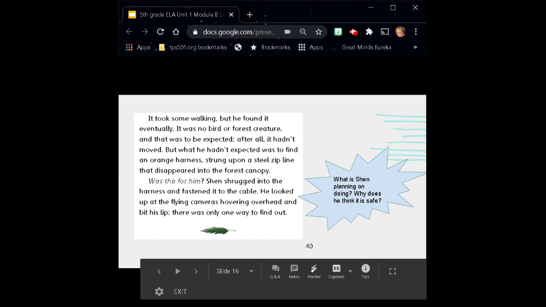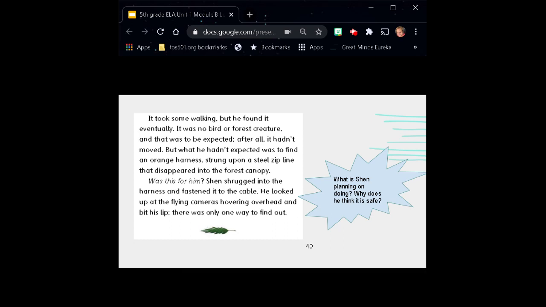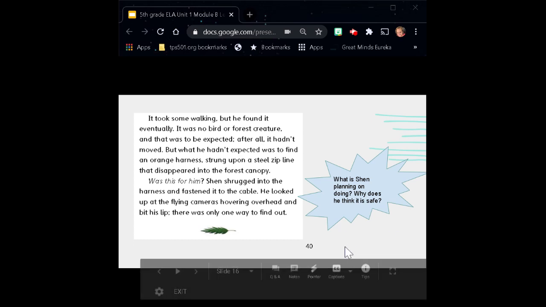What is Shen planning on doing? Why does he think it's going to be safe? Would you do it? I have zip-lined before, but I don't know if I would be that brave. Hmm, let's go on.